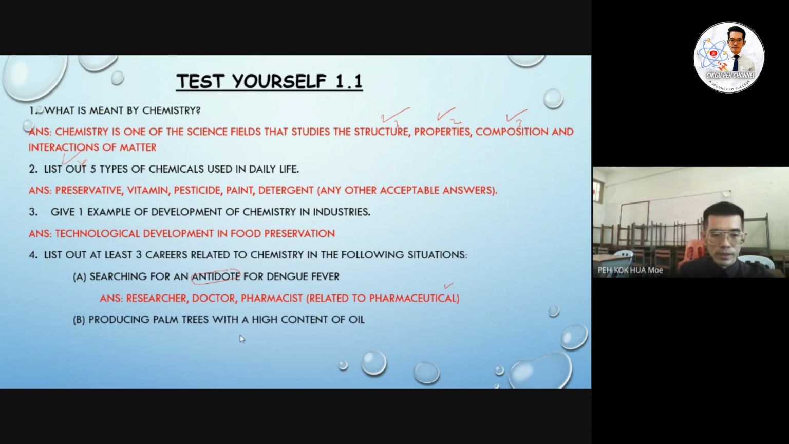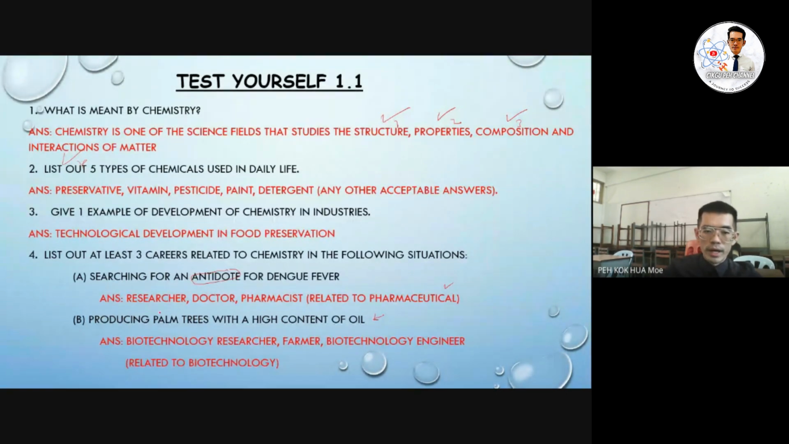For B, producing palm trees with high oil content. To produce high oil content, we need to do some genetic modification on the palm tree. So this is related to biotechnology already. We can choose careers related to the biotechnology field, such as biotechnology researcher, farmer, and biotechnology engineer. This is the answer for this question.